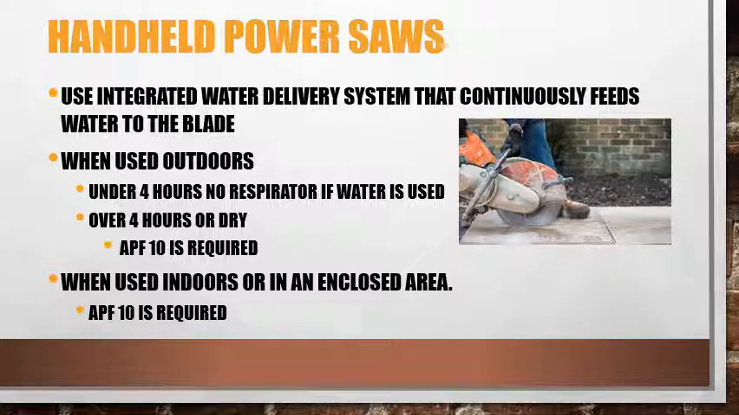To mitigate your exposure to respirable silica dust when you're using a hand power saw, use the integrated water delivery system that continuously feeds water to the blade. When you're using this outdoors, if you're using it under 4 hours and you're using water, then you do not need the respirator. But if you're using it over 4 hours, you do need to continue to wear your APF10 respirator. This is 4 hours of continual use.